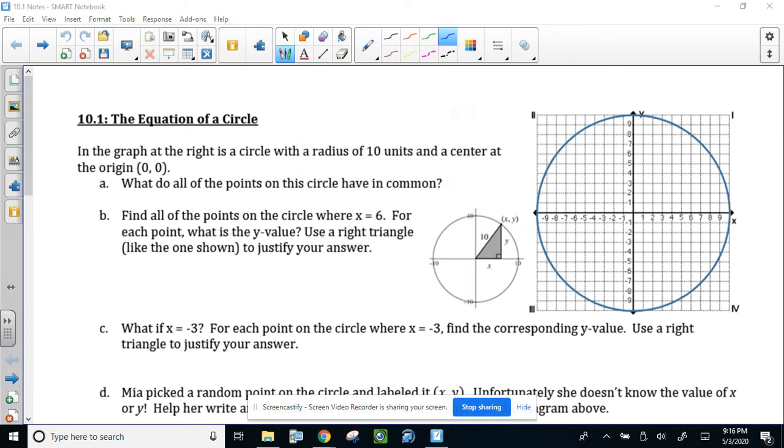Oops. Oh, okay. I didn't know I could make that picture bigger. Anyways, in the graph at the right is a circle with a radius of 10 units. So remember, a circle has its central point, and we can see here it extends outward all the way to 10. So we've got our radius of 10.